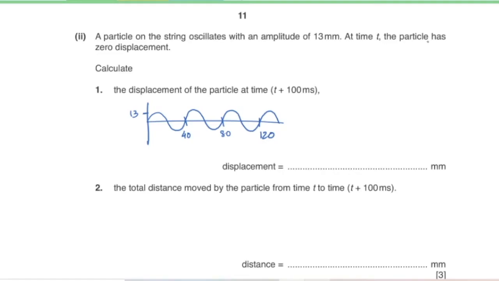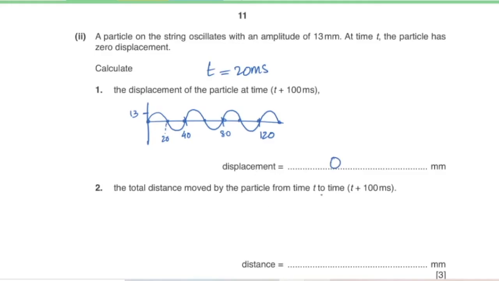It says that at time t the particle has 0 displacement, so these are all the points where the nodes will be lying. It's going to be either this, this, this, this, this, this, or this. I'll assume that the t we are discussing over here is this one, which is going to be 20 milliseconds. The displacement of the particle at time t plus 100 milliseconds: so t is 20 milliseconds, so 20 plus 100, which is 120 milliseconds. Again, at this point, the displacement is 0, so we have got 0 millimeters.